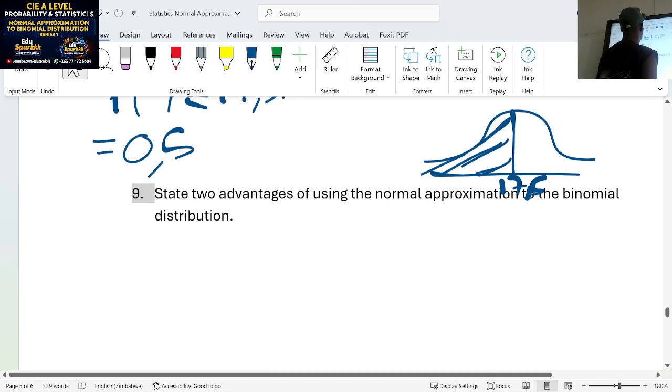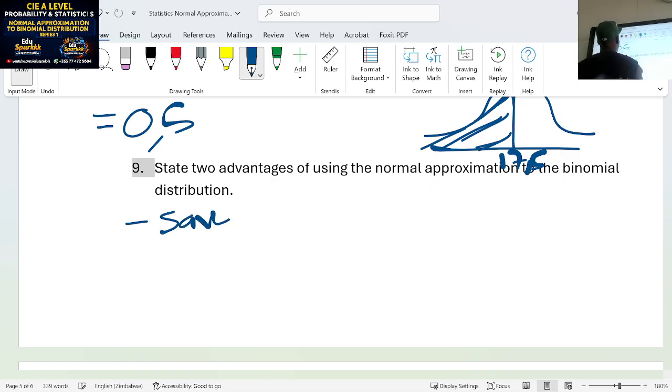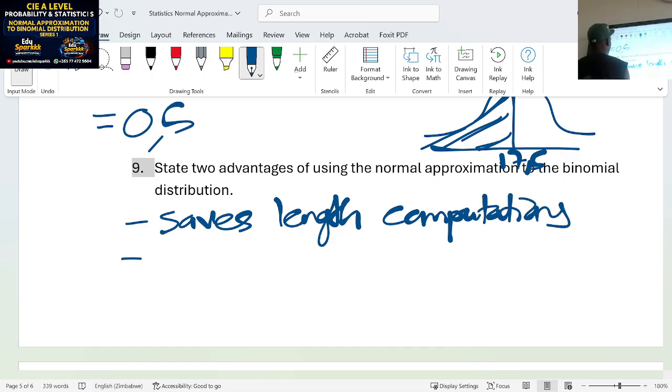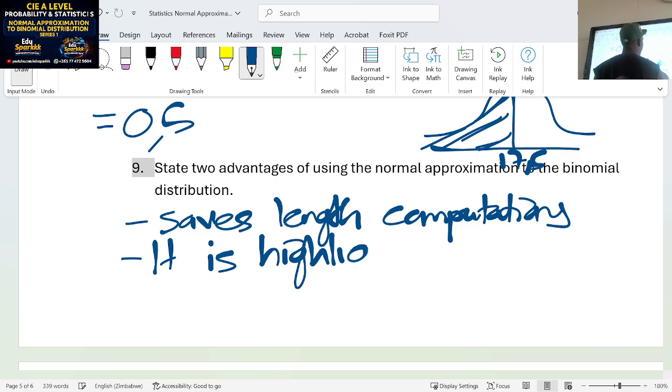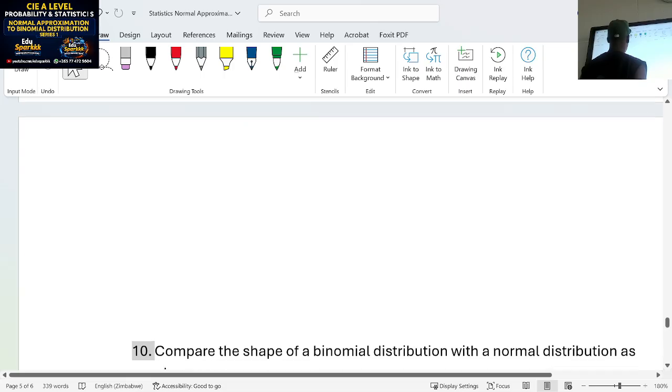Then moving to number 9, state 2 advantages of using normal approximation to the binomial distribution. Right: it saves lengthy computations, and it is highly accurate for large n. I think basically those are part of the reasons that we can bring.